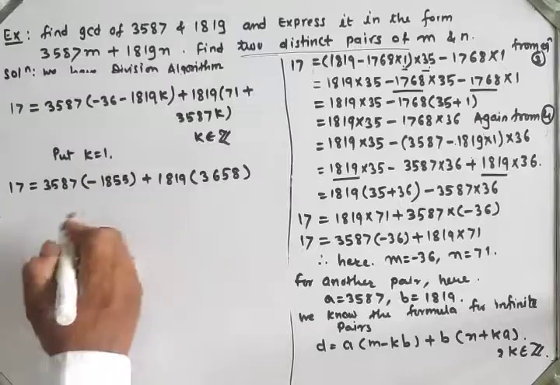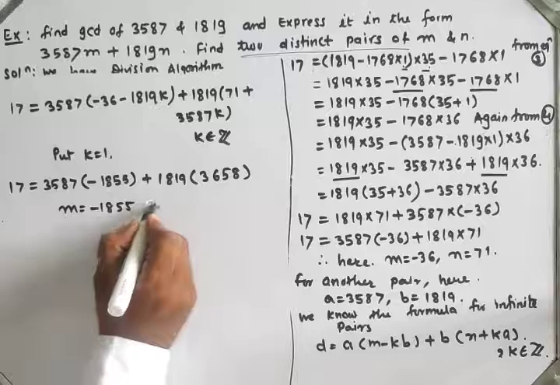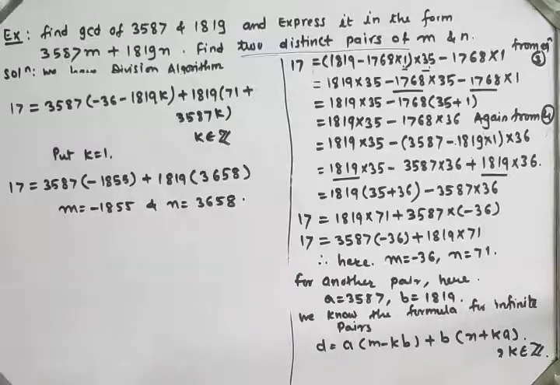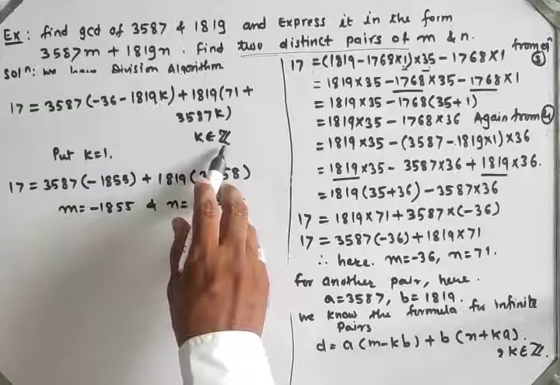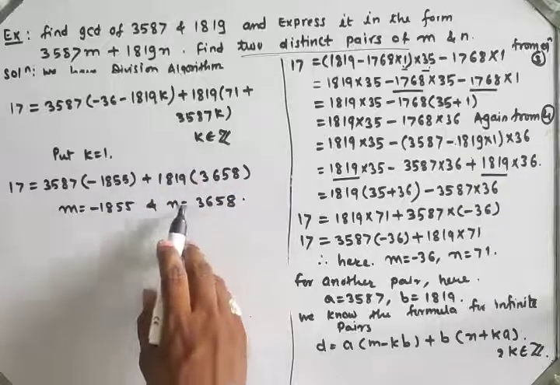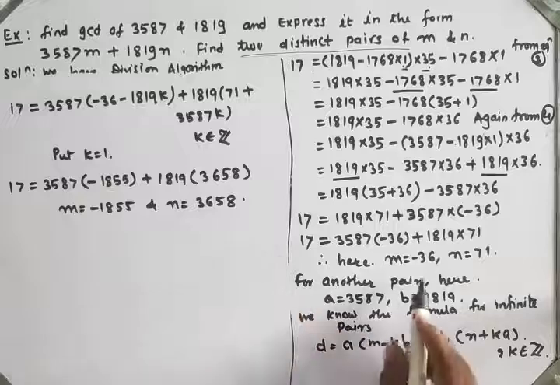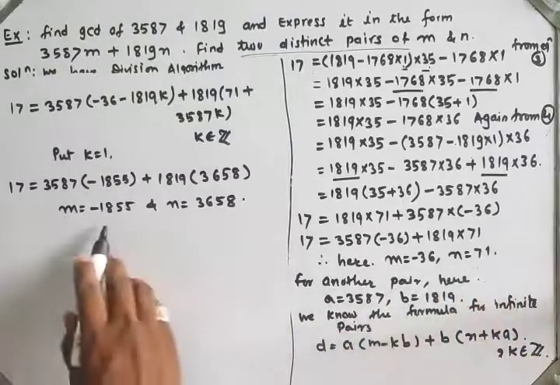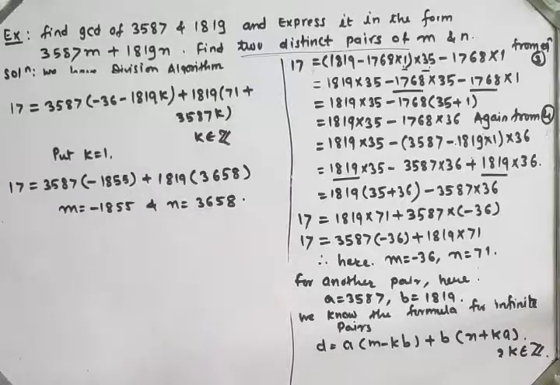So this is another pair. Here m is equal to minus 1855 and here n is 3658. So for values of k belonging to the set of integers, we can find infinitely many values of m and n. Here I have put k is equal to 1, then we get these values. So our first pair is m is equal to minus 36 and n is equal to 71, and the second pair is m is equal to minus 1855 and n is equal to 3658.